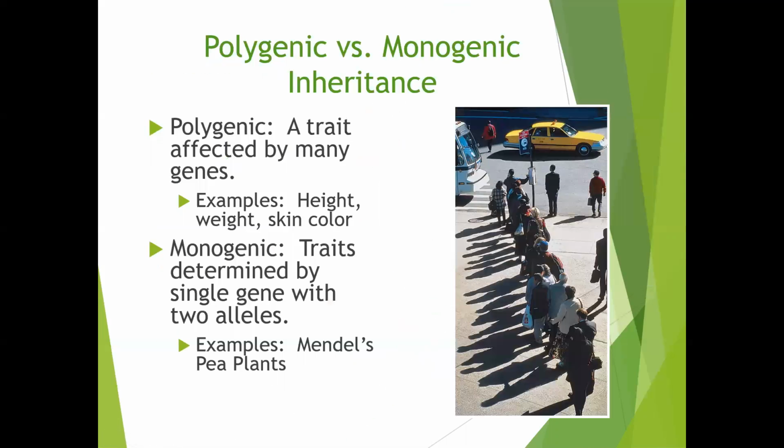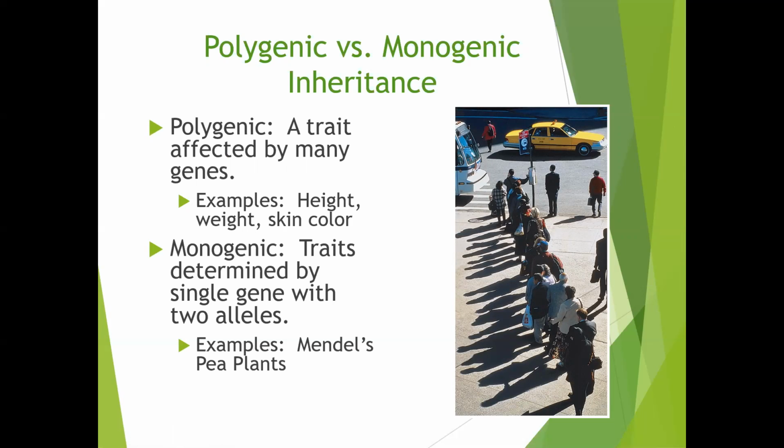And then the last one is polygenic. Polygenic traits are those where multiple genes code for one trait. Height, weight, and skin color are all influenced by more than one gene. In comparison, monogenic traits are determined by a single gene with two alleles, which we saw in Mendel's pea plants. That doesn't happen in polygenic traits. So more than one gene codes for these. Height, weight, and skin color are all influenced by multiple genes, not just one.